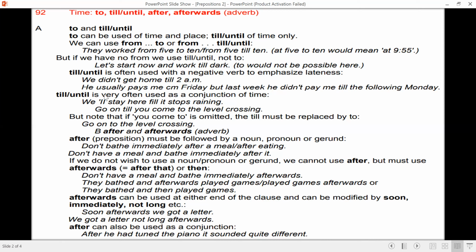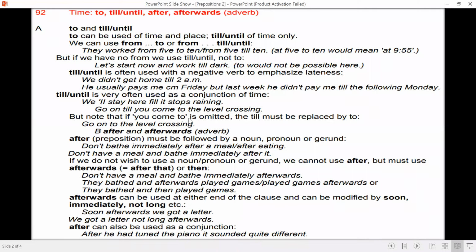All right. So till and until can often be used as conjunction of time. Here, we will stay here till it stops raining. Here, the till is used as the conjunction of time. Go on till you come to the level crossing. All right. Again, here till is used as a conjunction of time. But know that if you come to is omitted, the till must be replaced by to. How? Go on to the level crossing. Here in this example, you can see that till must be replaced by to.